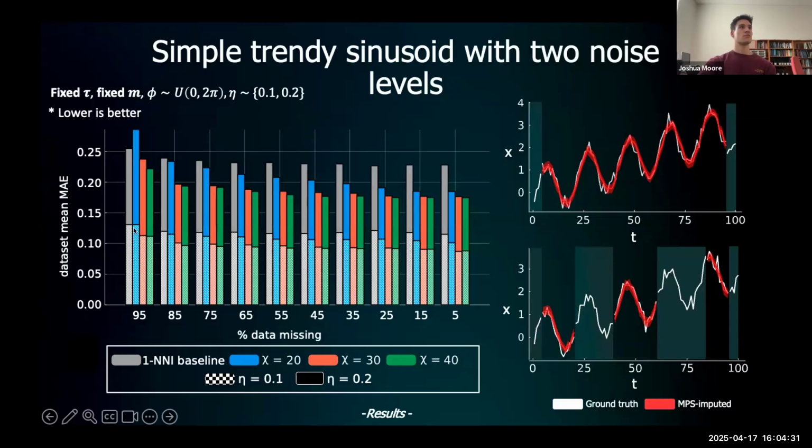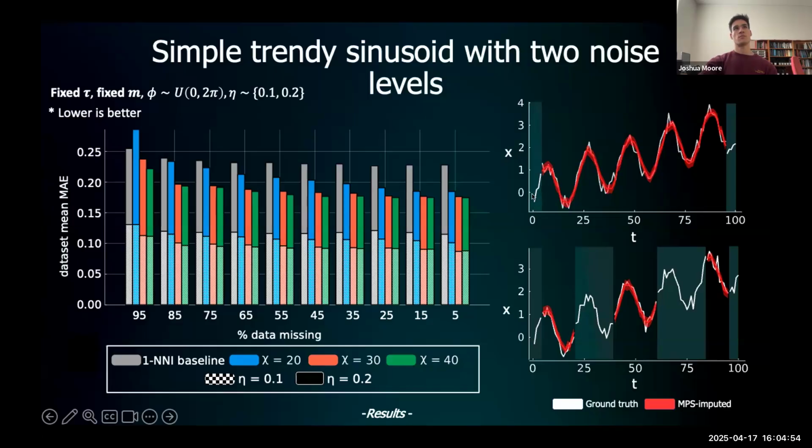And we can see that generally, as we decrease the percentage of data missing, the error goes down, which is what we might expect because we have more observations off of which to infer the missing values. And on the right, we have some examples of what these imputations actually look like. So the dark shaded boxes are what we observe.